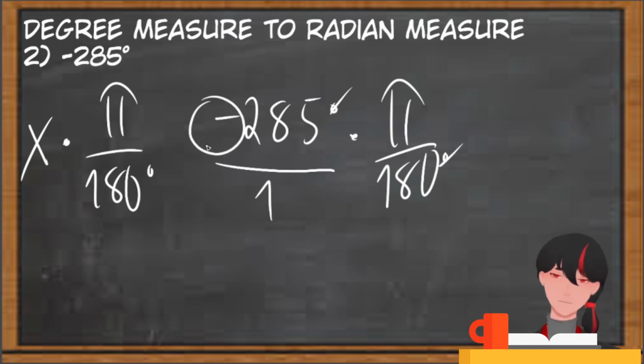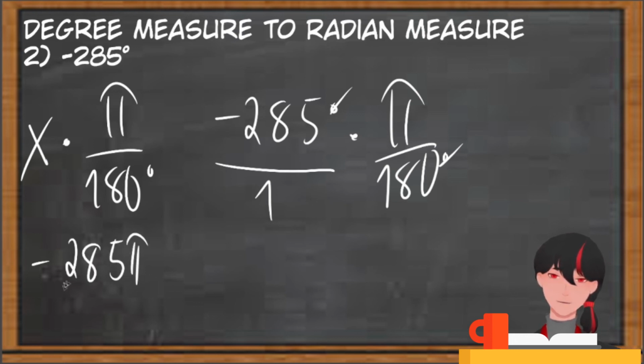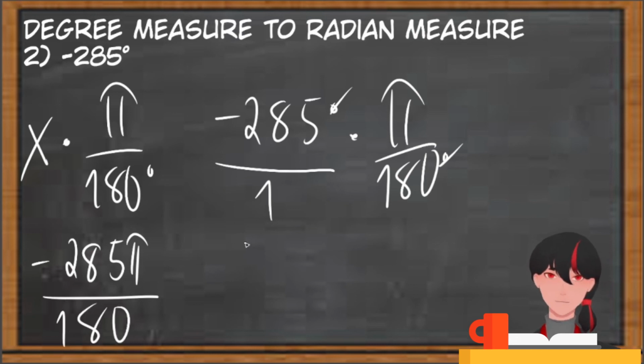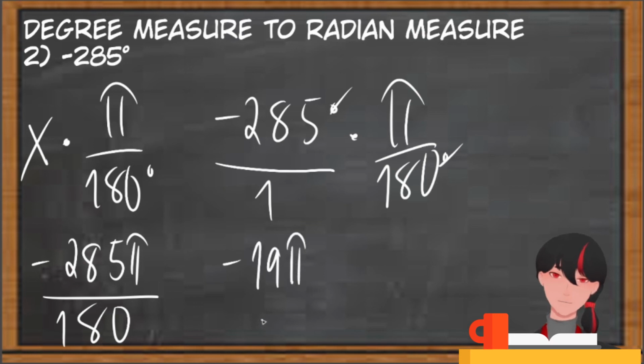Now, there's a negative sign. What should we do about that? Well, we just carry on like it's normal multiplication. So, negative 285 pi would be our numerator, and 1 times 180 would be 180. Now, always think, can this still be simplified? The answer is yes, by 15. So, what is negative 285 pi divided by 15? It would be negative 19 pi. And what would 180 divided by 15 be? It would be 12. So, think again, can this still be simplified?